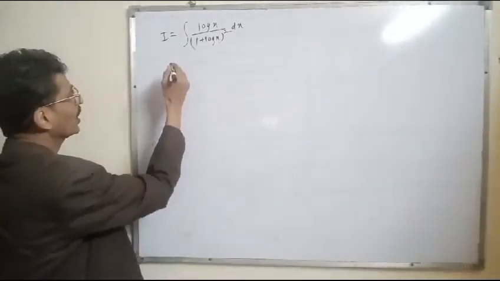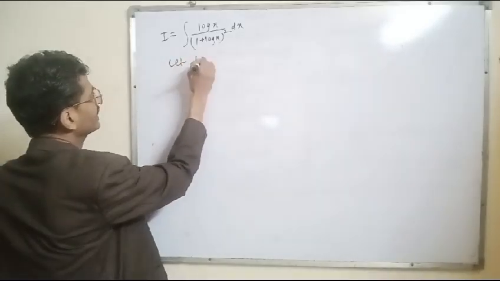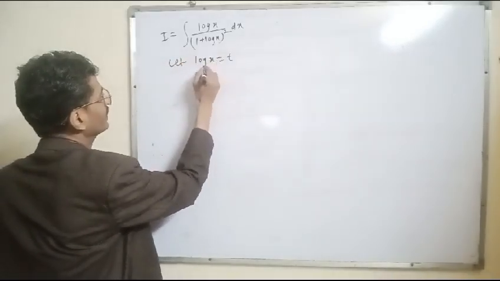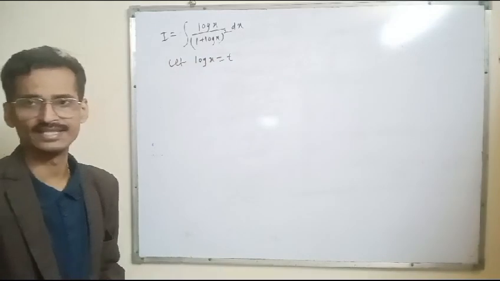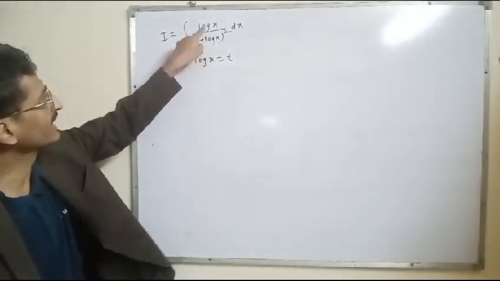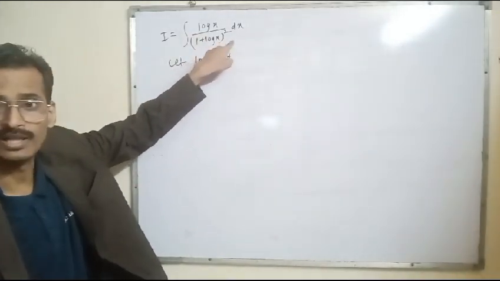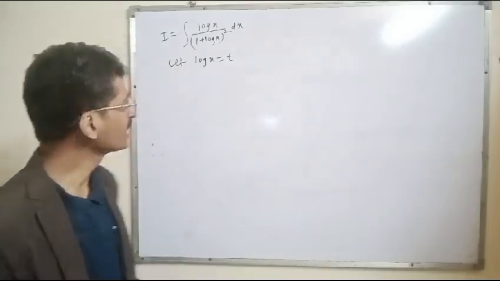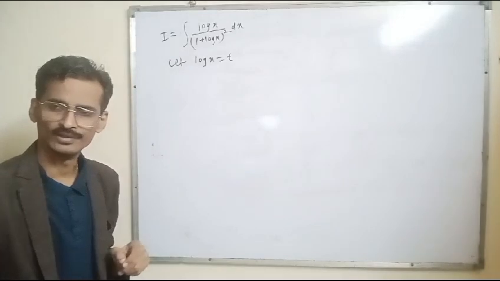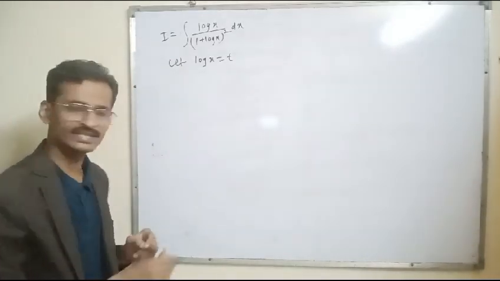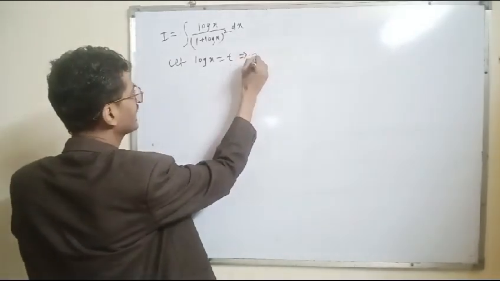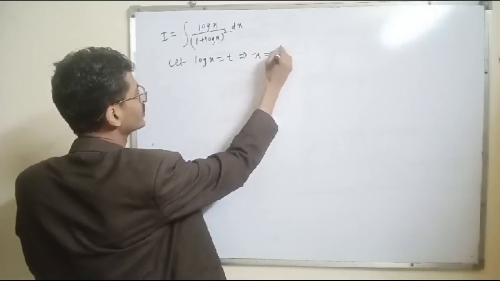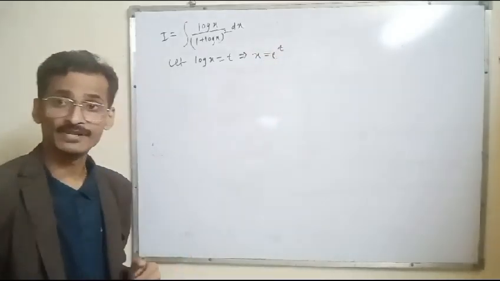So here write log x as some t. So write, let log x is equal to t. So here we can write t. But what about dx? We have to convert this into dt. Now here we can use the property of log. We know that if log x is t, then we can write x is equal to e raised to t. That is the definition of log.